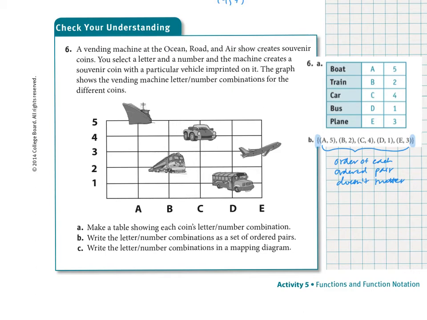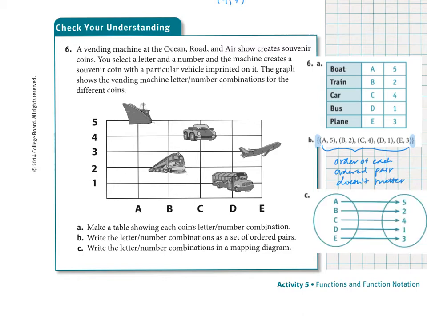All right, let's look at part C. It now says write the letter/number combinations in a mapping diagram. Ooh, you definitely got this. Okay, go ahead, pause the video here, see if you can do a mapping of our letter-number combinations.